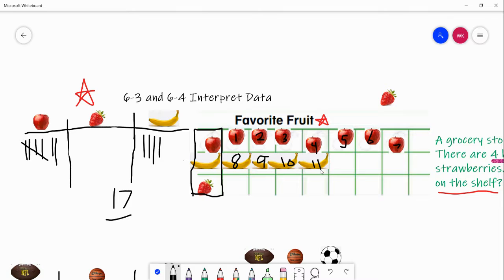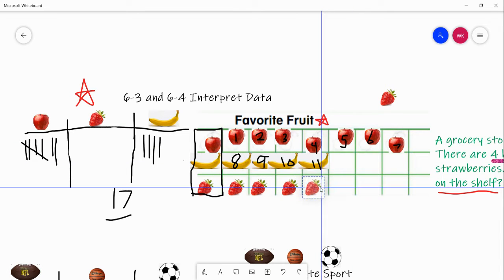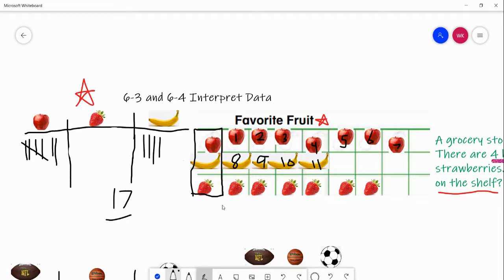All right, so we already have 11 and we need to get to 17. That's going to help us figure out how many strawberries we need. So we're at 11, 12, 13, 14, 15, 16, 17. Now we're at our total number, 17. Then I'm going to write that out. 12, 13, 14, 15, 16, and 17.